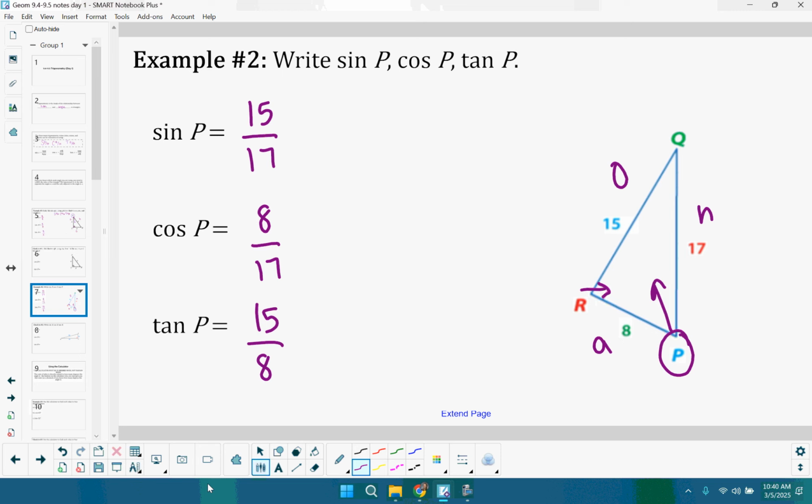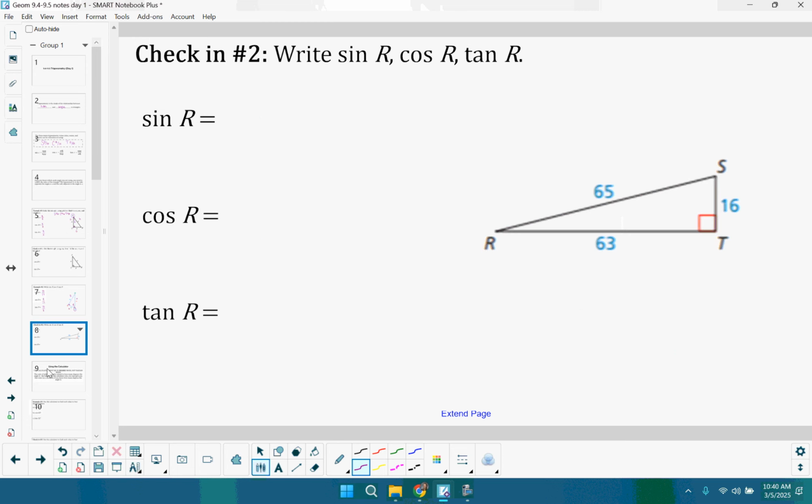If I were to choose angle Q instead of angle P, the O and the A would be switching places. The H wouldn't change because that's always across from the right angle, which means our sine and cosine would switch places. So that's what happens when you use a different acute angle in the picture. The cosine and the sine are going to be the reverse of each other. So here's a check-in for you to try. You can pause. Answers are posted on Google Classroom.